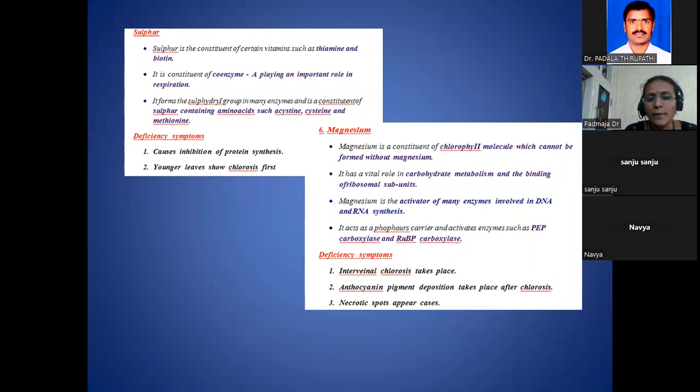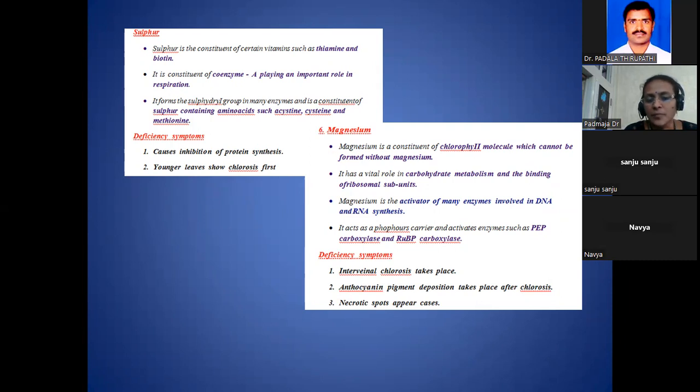And it is also present in many amino acids like cysteine and methionine. They are constituents of some sulfur-containing amino acids, cysteine and methionine. This is also an important bit. And with deficiency, protein synthesis is inhibited, and the younger leaves show chlorosis first. So these are the effects of the deficiency of sulfur.